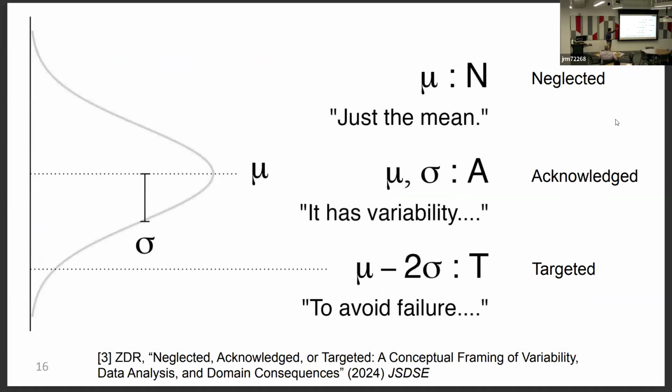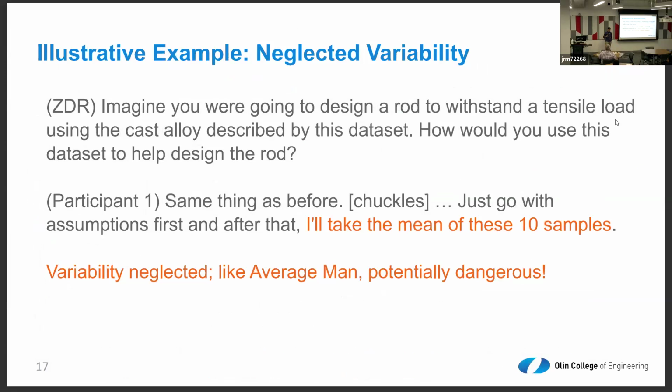So this is ultimately what we produced from this study, the neglected, acknowledged, or targeted NAT taxonomy. This is a way of describing these different kinds of responses that engineers have when they're exposed to statistical variability. Here's some examples coming from that.